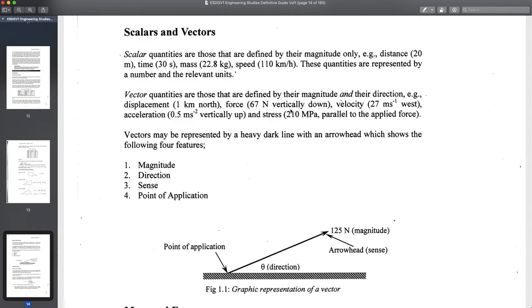Now, if I was to drop a pen, the direction of its travel would be towards the center of the earth. I could draw a line that shows the direction that pen has traveled. And by doing so, I've given it a direction. So a vector is a quantity that's defined by having both magnitude and direction. So that's the important thing.